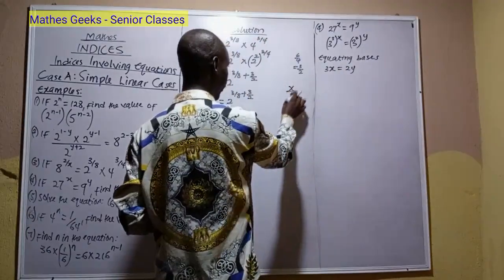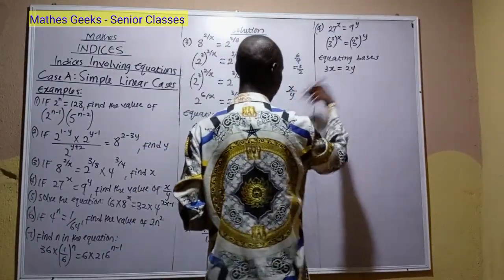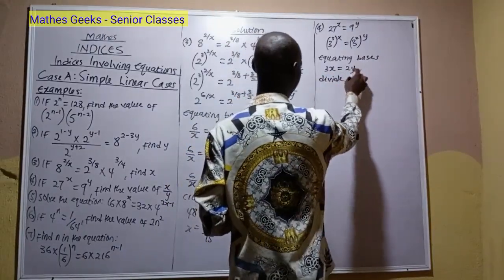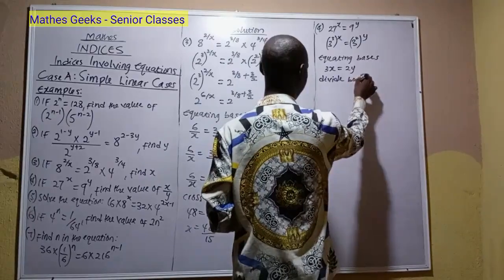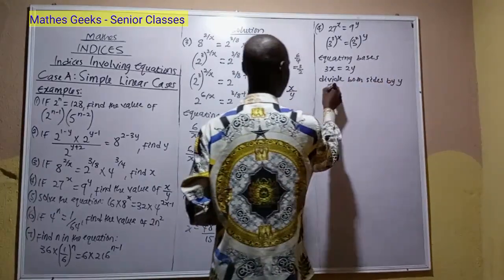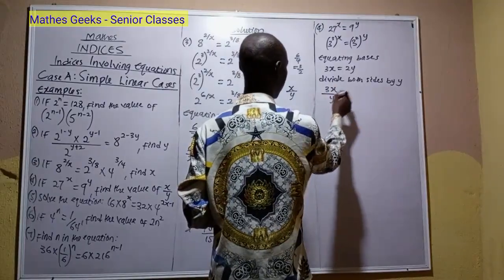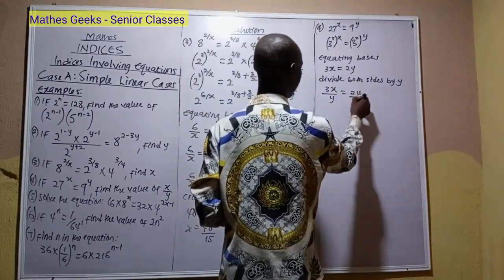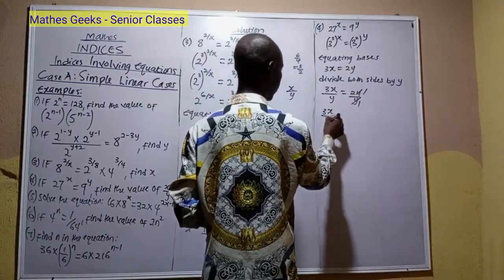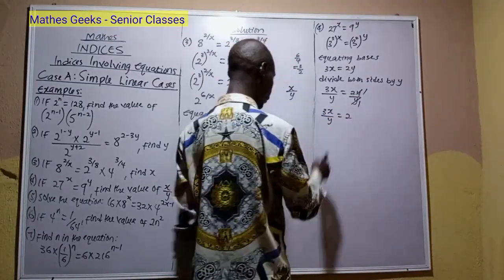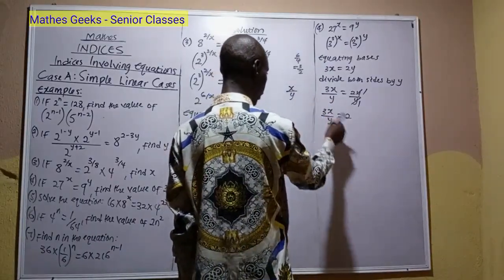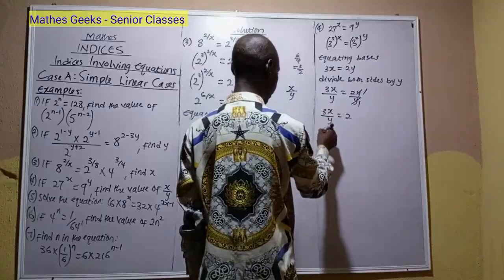But we want to have x over y, not 3x equal to 2y. So to do that, we're going to eliminate y from here. Divide both sides by y. So this is 3x over y equal to 2y over y. Y here 1, y here 1. So 3x over y is equal to 2. We don't want 3 here because we want our final result to be x over y. So to do that, we need to eliminate 3 from here.